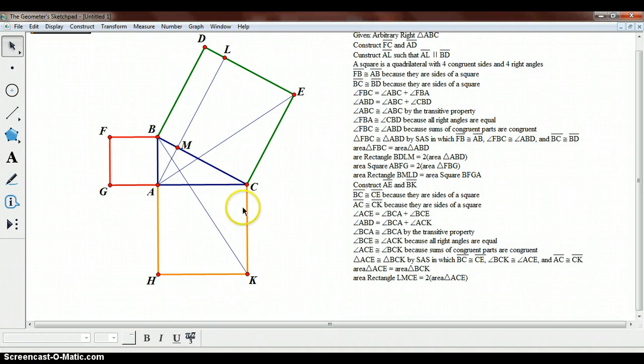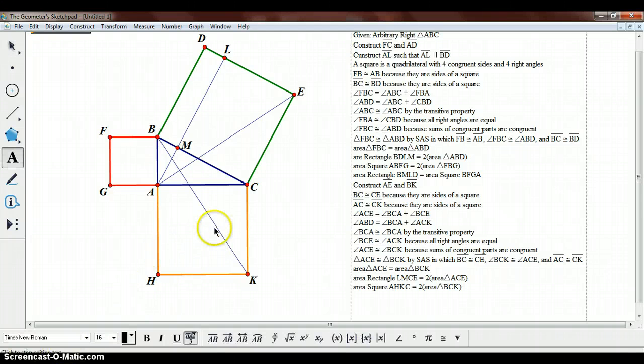For the same reason, we know that triangle BCK has an area 1/2 of the area of the square AHKC because they have the same base. These lines are parallel, so we know the distance between them is the same. So 1/2 the base times the height will be 1/2 the base times the height. Therefore, the triangle BCK has an area 1/2 that of square AHKC.